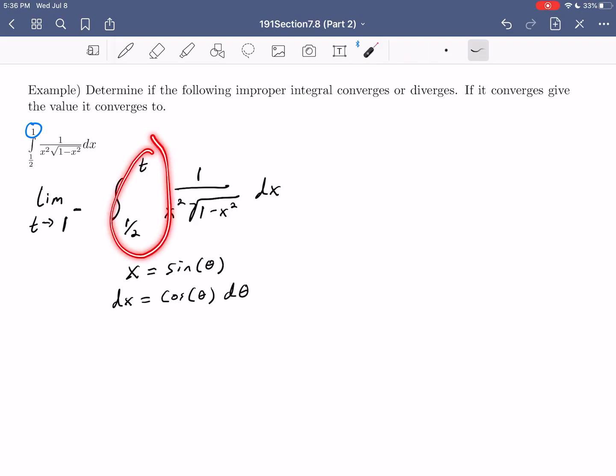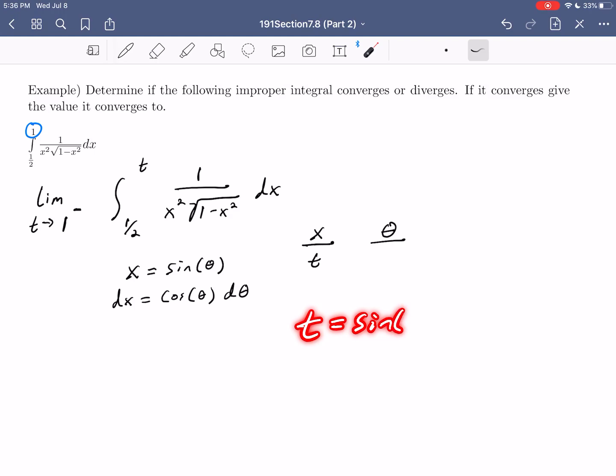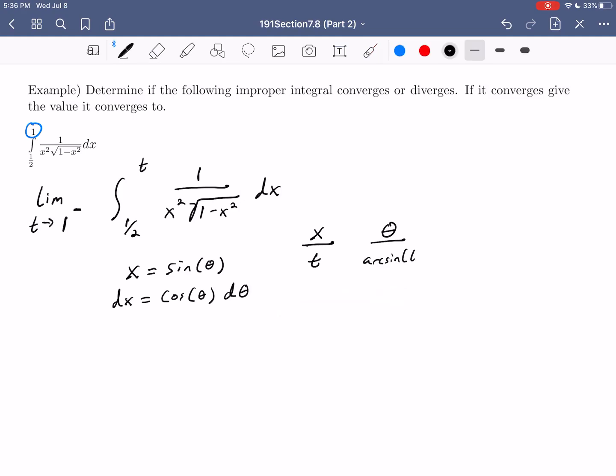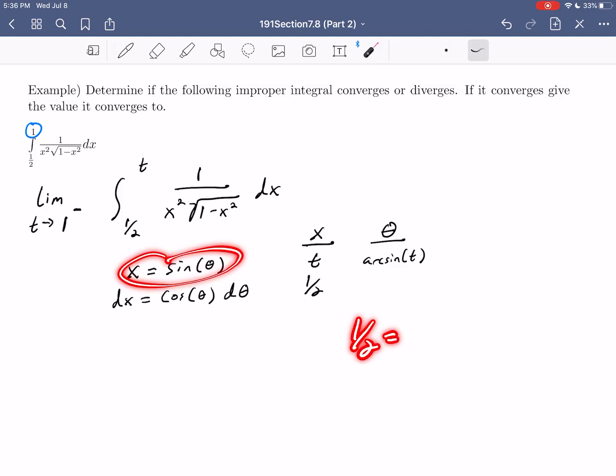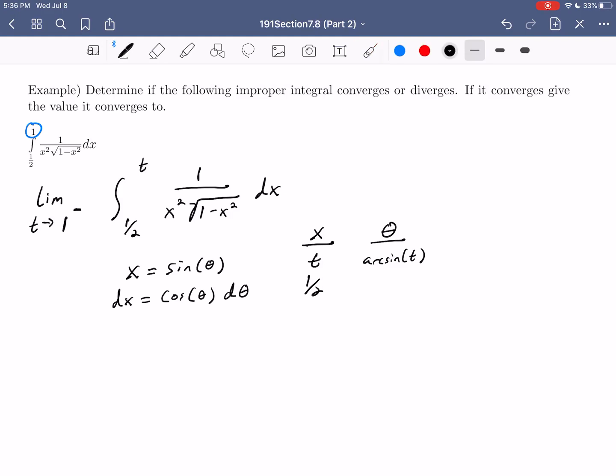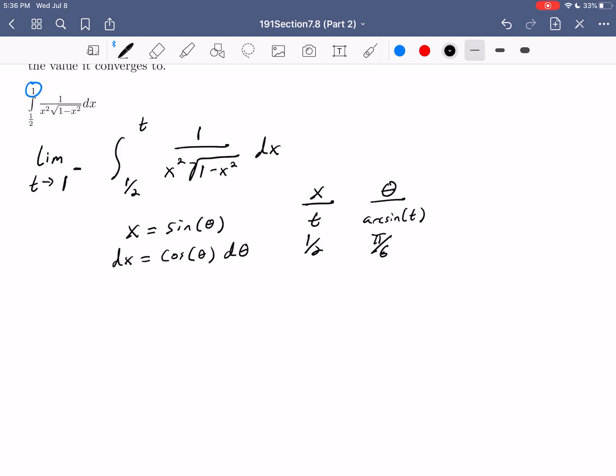We also should probably think about these bounds. So we had x going to t, and then we'd like to think about the bound in terms of theta. Now, if x is t, we would have t equals sine of theta. The best we could say about theta then is theta is arc sine of t. So we'll carry this as an arc sine of t. And then for 1/2, that would give us 1/2 equals sine theta. When does sine of theta equal 1/2? Well, we could say arc sine of 1/2, but we can do a little bit better. We know that sine of theta equals 1/2 at pi over 6. So those will be our new bounds. Okay, so let's go ahead and pop all that stuff in there.